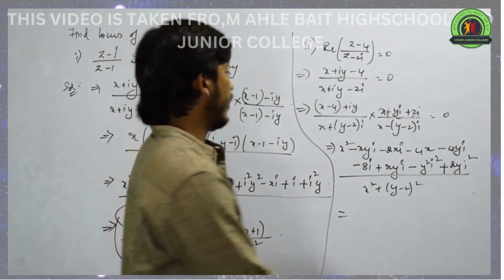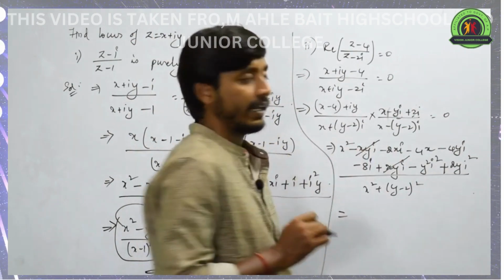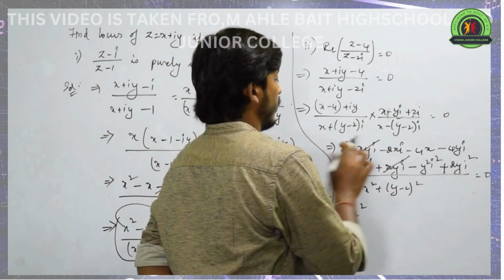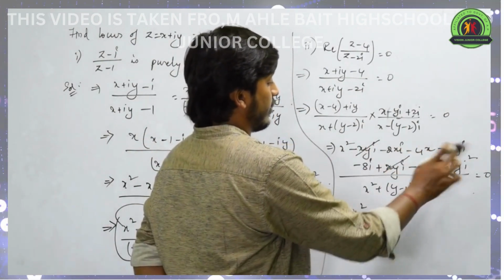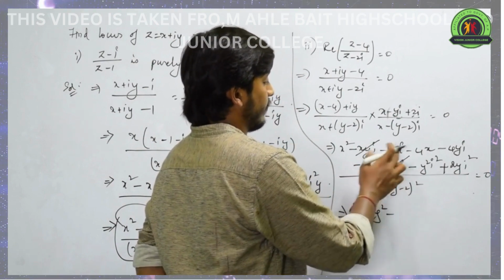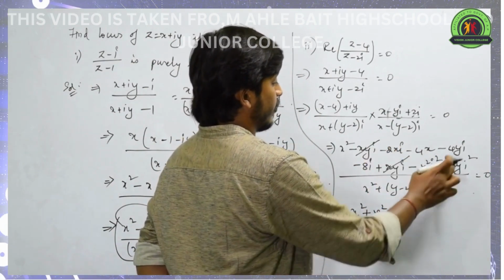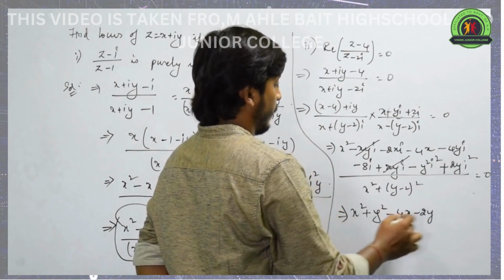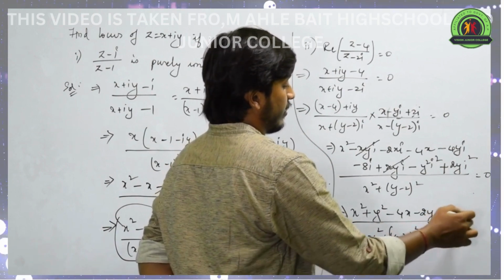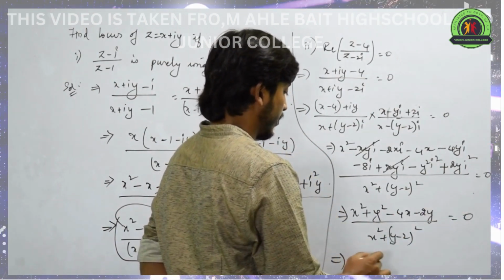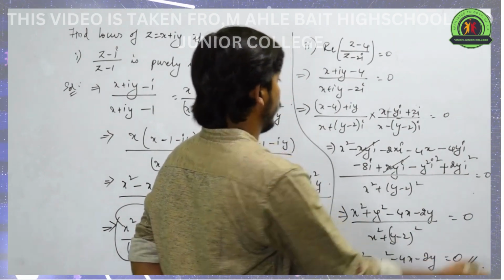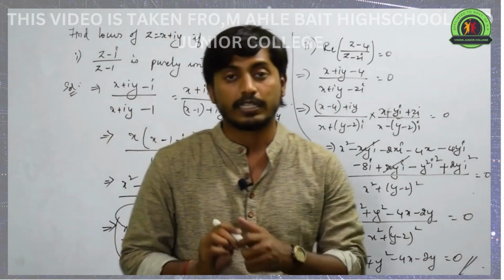Clear? Check whether any term will cancel. xyi will get cancelled, and the next, x square, is equal to 0: x square, and the next, y square plus y square, next x term minus 4x, and the next y term minus 2y, divided by x square plus y minus 2 whole square. However, this is the real term, this is equal to 0, therefore the locus is x square plus y square minus 4x minus 2y is equal to 0. Is it clear? Shall we go to the next problem?